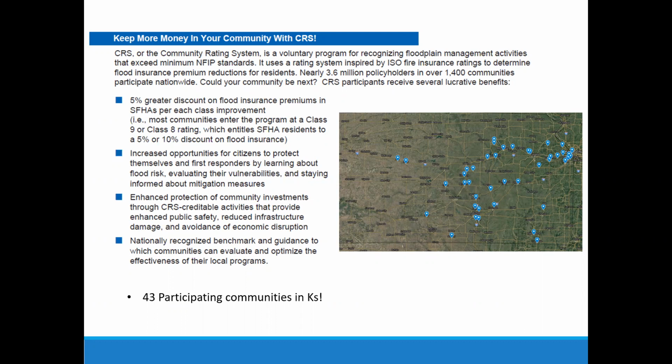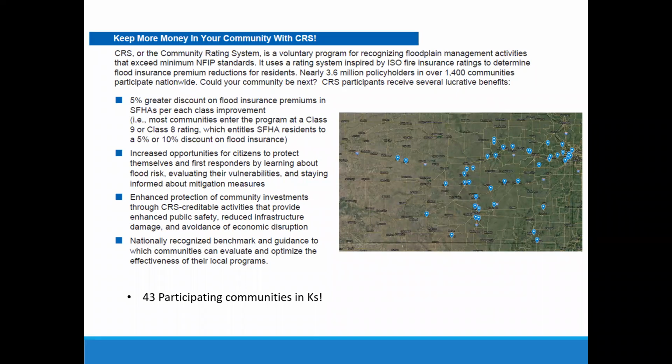We can usually get a community in at a class 9 for 500 points and a 5% discount on flood insurance pretty easily without adding a whole lot to your workload. So we recommend that you join at a class 9 for about a year. If you like the program and you want to advance in it, then you can move up after that point. It's a very beneficial program, and we do anything we can to support it. We offer some of the mapping that is worth credit, and we have sample documents and examples from other communities of what you could do.